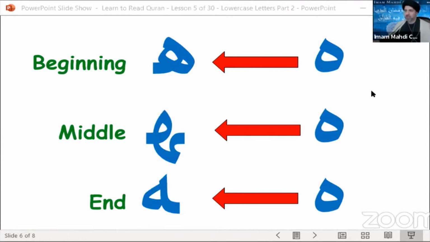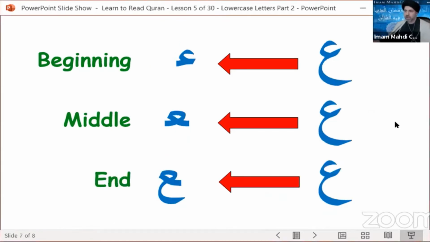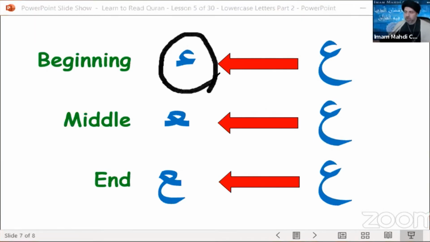Now we're going to move on to the next letter, and that is the ayn. Now, as you'll see, the ayn and the ghayn have exactly the same forms. Let's go back to the ayn. We see here, this is the ayn when it's all by itself, not connected to any letter on the right or left. When it's the first letter of a word, then it has this form right here.